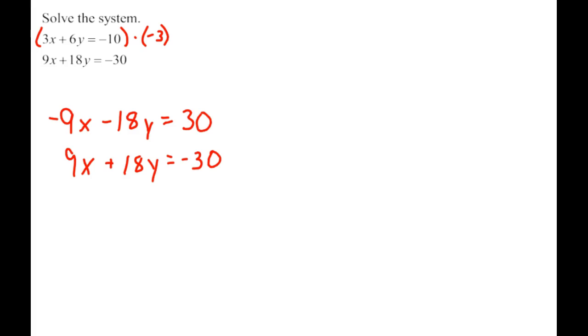In this example, we want to solve the system using whichever method. Again, we see our variables are lined up vertically, so using the elimination method is probably going to be easiest. This time I'm going to choose to multiply the first equation by negative 3, which gets us negative 9x minus 18y equal to 30. The second equation, 9x plus 18y equal to negative 30. Now if we add those two equations together, the left side we end up with 0, and the right side we end up with 0 as well. So we get 0 equals 0, a true statement, which implies that there are going to be infinitely many solutions to this system.